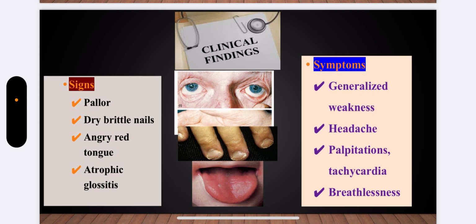Nails, they seem to be very dry, brittle, and spoon-shaped. You can see here. Tongue, it appears to be angry red type. Person can be seen suffering from atrophic glossitis. Lips can be dry, crack type, dysphagia. Among the symptoms, there can be presence of generalized weakness, headache, lethargy, dyspnea, breathlessness, tachycardia, palpitation, nausea.